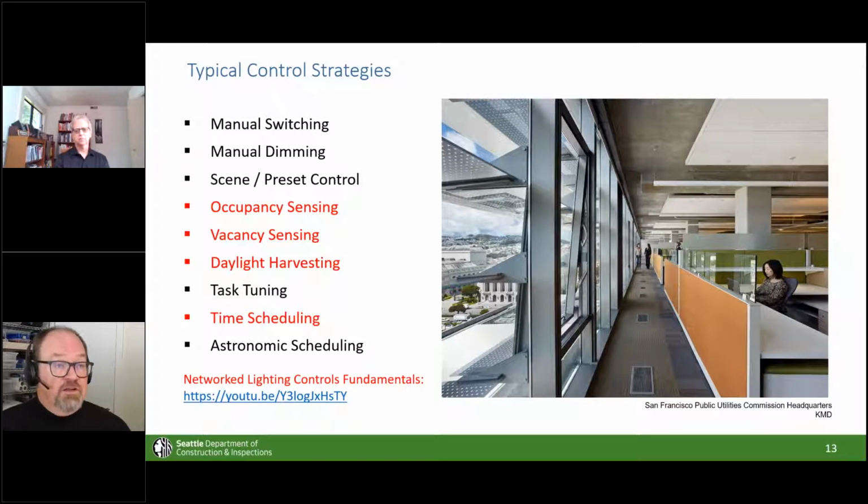And time scheduling, as one would imagine, basically means the lights come on at a certain point, the lights go off at a certain point. There are overrides available for these things. If you want to learn more about these, my Networked Lighting Controls Fundamentals class, a recording of it, is available at the YouTube link that you see there on the screen. Or you can go to the Lighting Design Lab webpage and go to the Education tab and look in the previous classes, and you'll see a variety of different lighting controls options that you can go in and familiarize yourself more with some of these things.